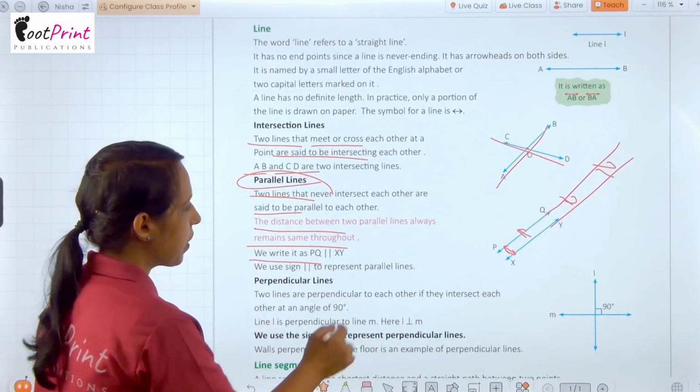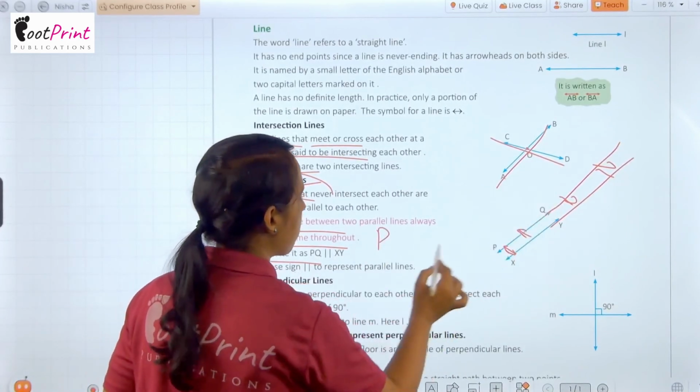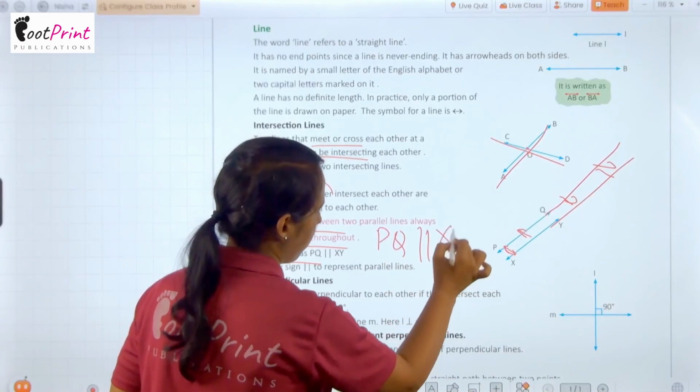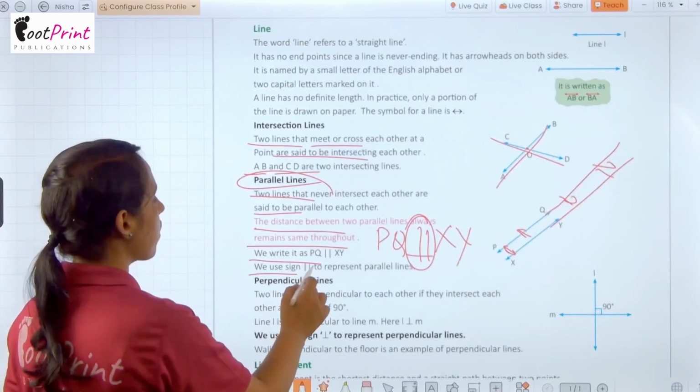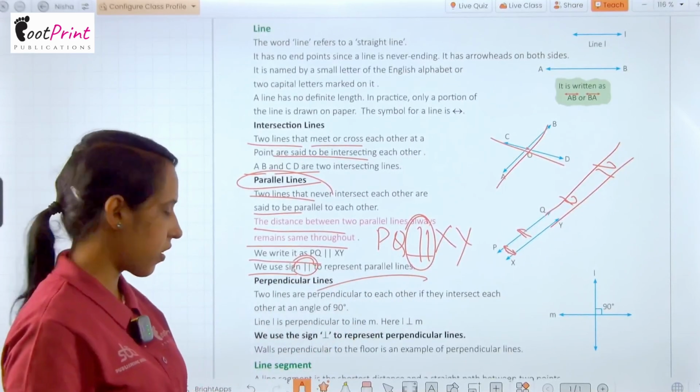We write it as PQ. So here we have line PQ parallel to XY. So this is the sign of parallel. Okay, we use this sign to represent parallel lines.